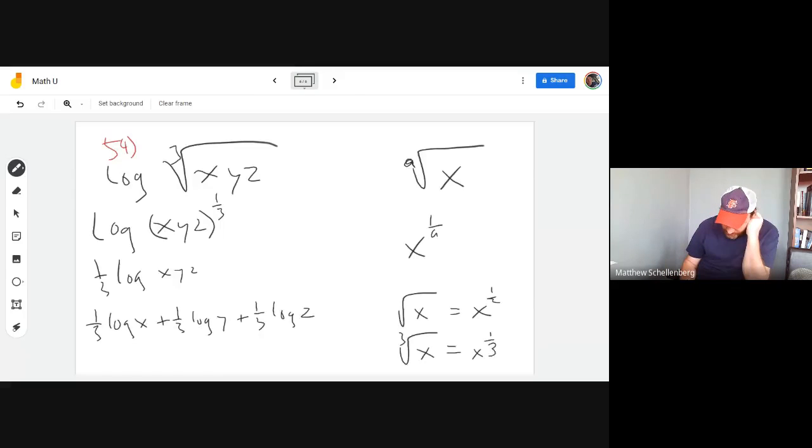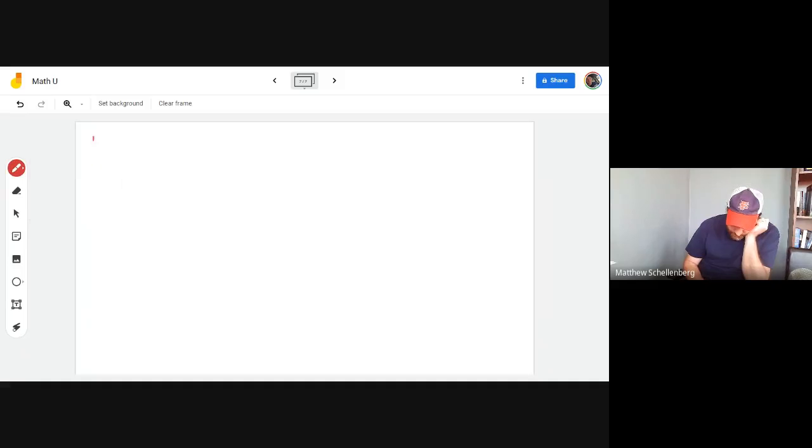55. 55 says log of x base 5 plus 4 times log of y base 5. And they want us to combine it as a single logarithm. But we can do it. Don't despair. So what we're going to do is, so they're being added, and so that means we have to multiply, but there's a 4 as a coefficient.